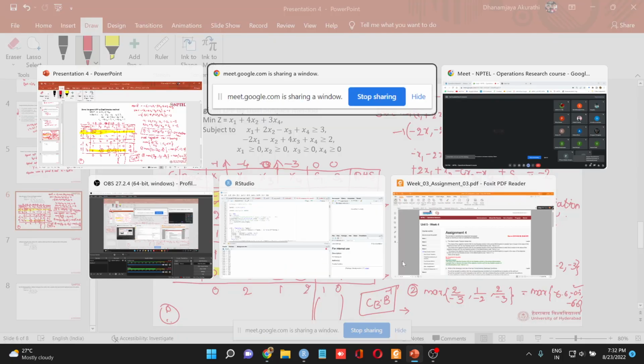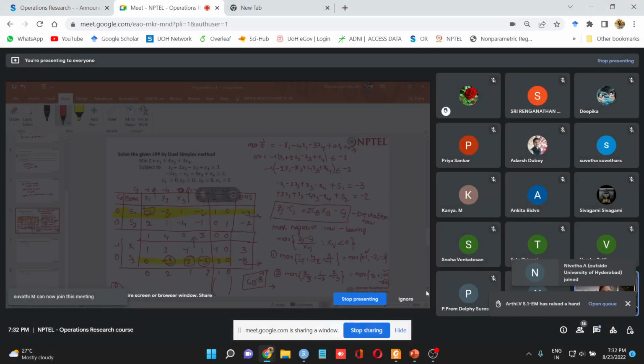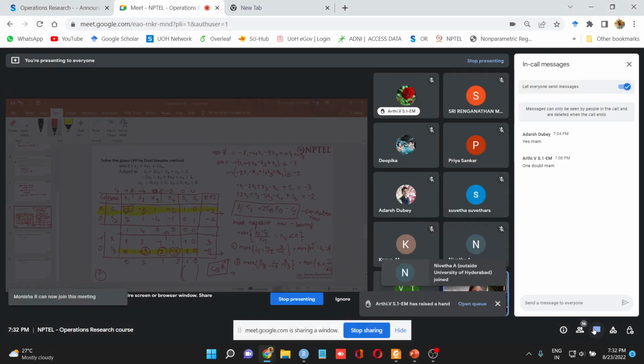Are there any doubts in the dual simplex method? I can tell you when the dual simplex method would fail, and when we can get an optimal infeasible solution.